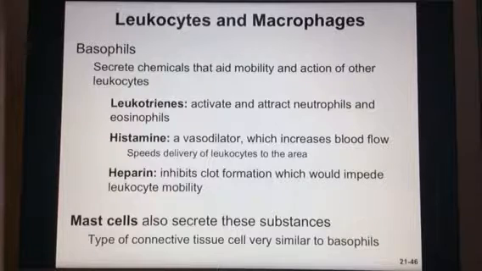Our third type are basophils. They secrete chemicals that help to move and get the action of the other leukocytes to occur. And so specifically here we're talking about leukotrienes that are activating and attracting neutrophils and eosinophils, and then secreting histamine to dilate the blood vessels to increase blood flow. That helps new leukocytes arrive to the area where the pathogen is, and then heparin, which inhibits clot formation. A clot would slow down the leukocytes getting to the site of the pathogen.